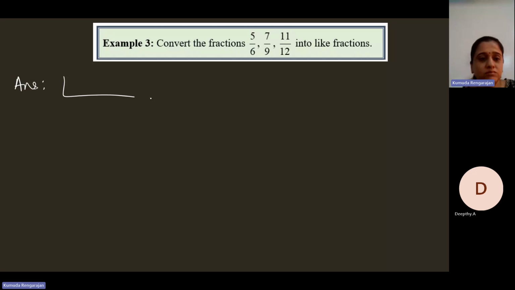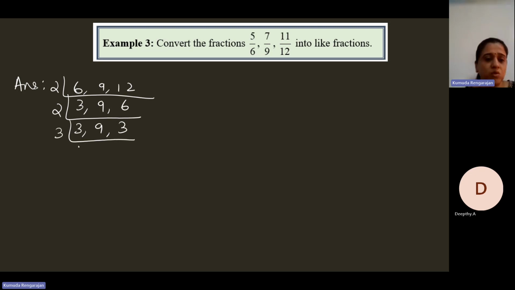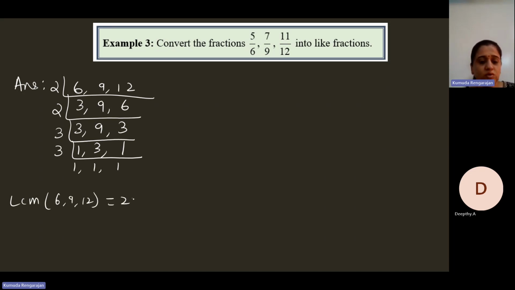Okay, so 6, 9, 12, right? In the tables of 2, 2 3s are 9 as it is, 2 6s are 12. Then you can take 2 again, 3 as it is, 9 as it is, 2 3s are 6. So now 3, 1, 3, 1. Again 3, 1, 1, 1. So the LCM of 6, 9, and 12 is 2 into 2 into 3 into 3, which is 36.